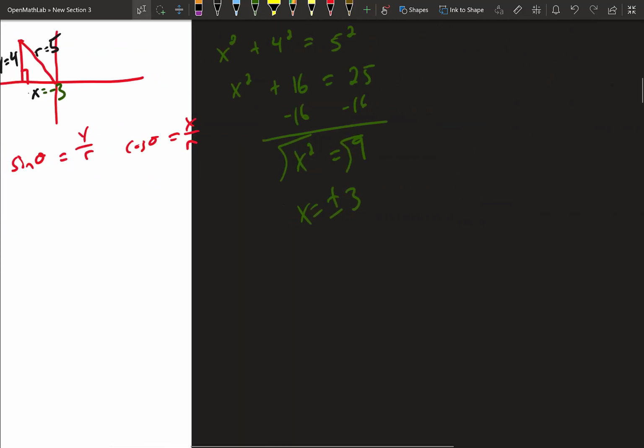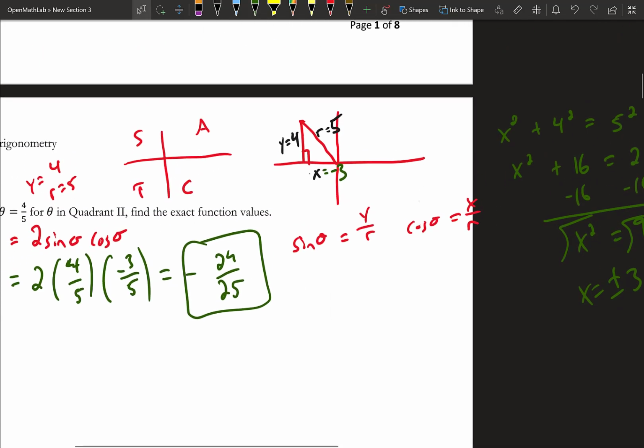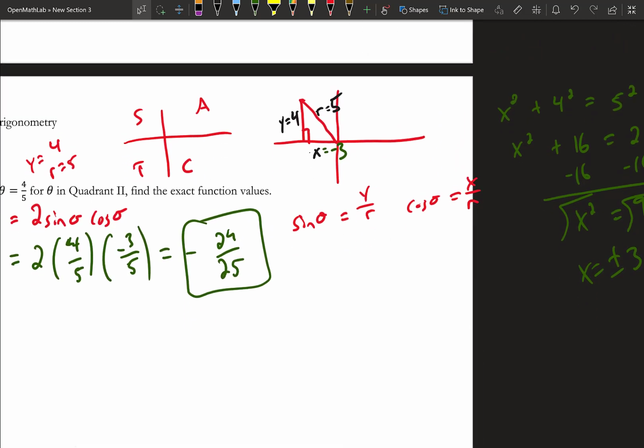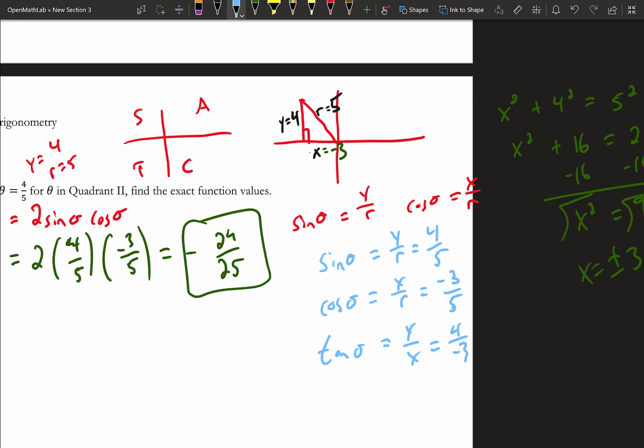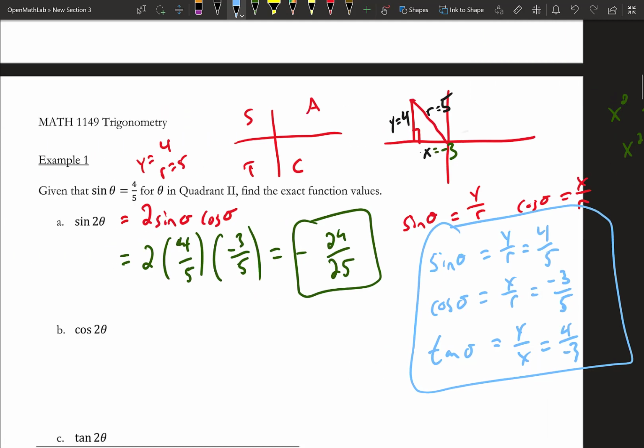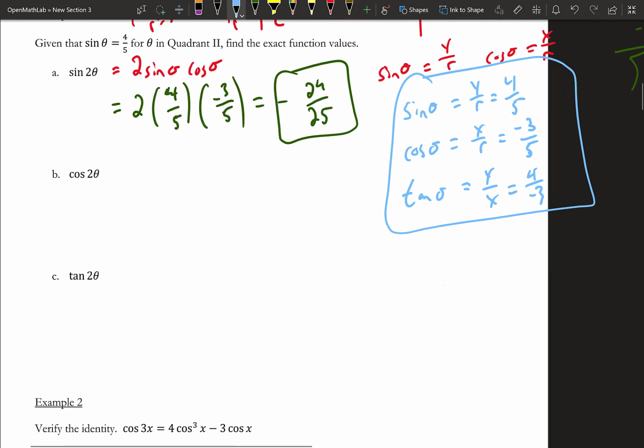Actually, I'm just going to go ahead and write off to the side tangent and cosine and so forth, right? So let me just grab another color. So sine of theta, as we said, is y over r, which is equal to 4/5. Cosine of theta is equal to x over r, which is equal to negative 3/5. And tangent of theta is equal to y over x, which is equal to 4 over negative 3. Right. So we'll need these values to plug in for these other formulas, right?